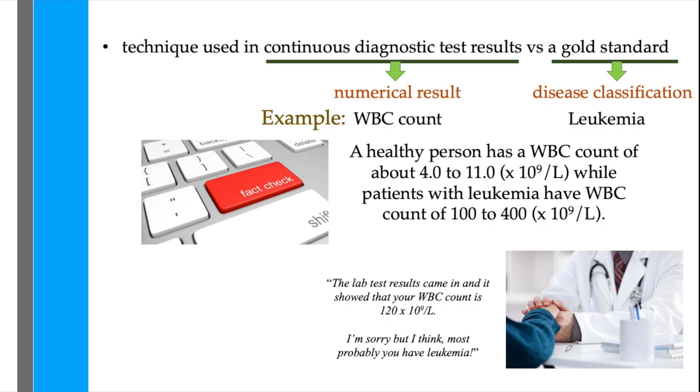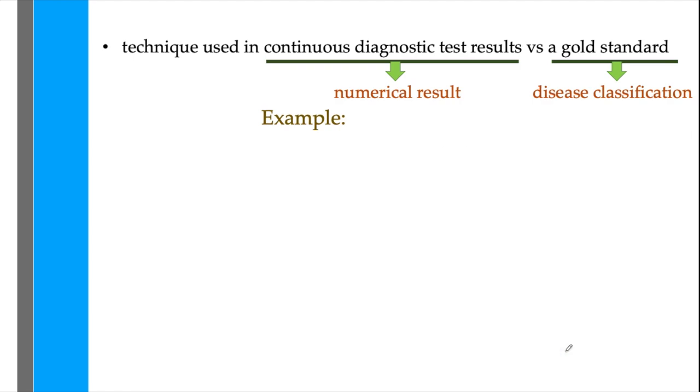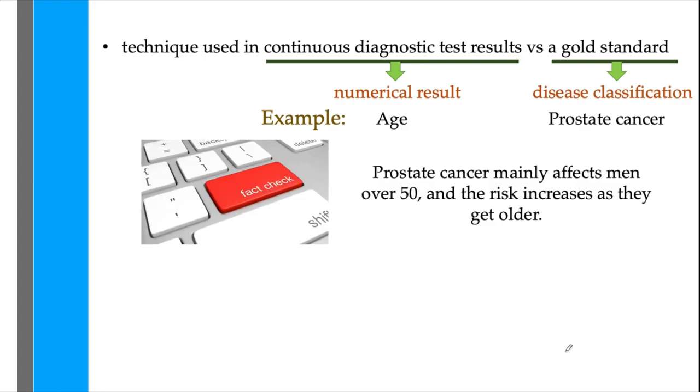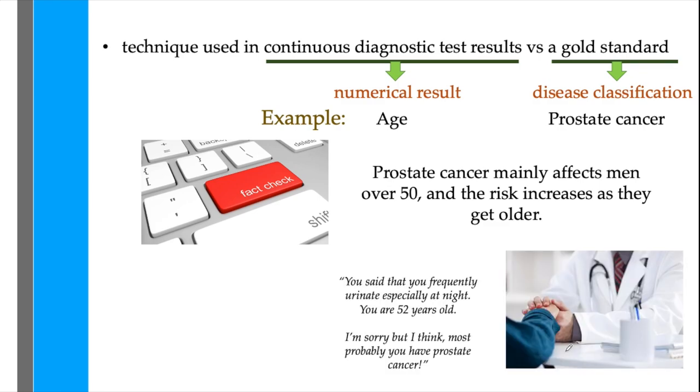probably you have leukemia"? Another example, suppose that the numerical variable this time is age. And then the gold standard would classify whether the patient has prostate cancer. Now, of course, this is only applicable to males. It is a fact that prostate cancer mainly affects men over 50 years old, and the risk increases as they get older. For example, a patient said that he frequently urinates, especially at night, which is one symptom of prostate cancer, and he is 52 years old. Could the doctor say, "I'm sorry, but I think most probably you have prostate cancer"?